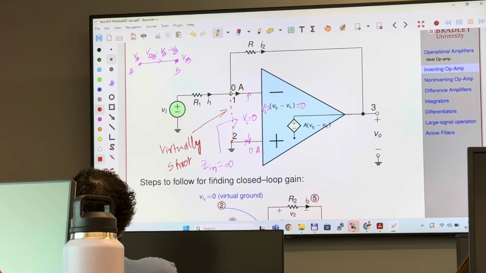And because ideally input impedance is infinity, current flowing through this terminal is zero, current flowing through this terminal is zero. So no current will flow.